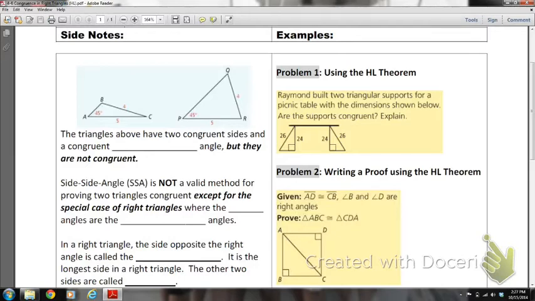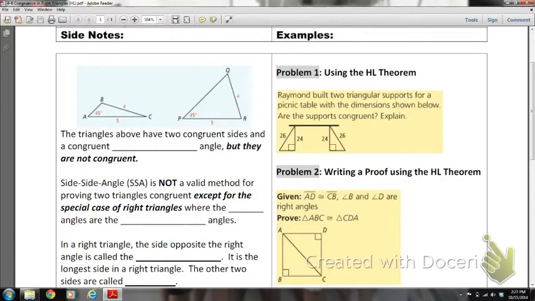we have two sides of a triangle that are congruent. BC is 4, QR is 4, AC is 5, and PR is 5. So we have two corresponding congruent sides of two triangles, and we have a congruent angle. Angle A is 45 and angle P is 45. But that angle is not the included angle between those two sides.